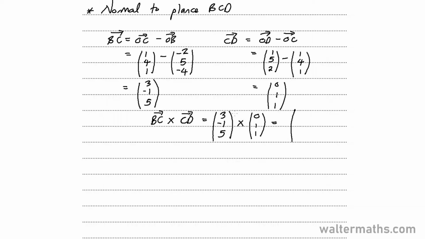So for this, closing out the first two, we're going to get minus 1 times 1, which is minus 1, and minus 1 times 5, which is 5. So it's minus 1 minus 5, which is minus 6. So we have minus 6. And closing out the middle terms, 3 times 1, that's 3, and minus 0 times 5, which is 0. So 3 minus 0 is 3, but there's a minus on it, so it's just minus 3. Then closing out this, we have 3 times 1, which is 3, and minus 0 times minus 1, which is 0. So 3 minus 0 is 3. So this is what we get for the normal to the plane BCD.